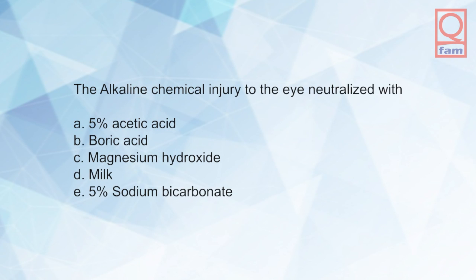The alkaline chemical injury to the eye neutralized with A. 5% acetic acid, B. boric acid, C. magnesium hydroxide, D. milk, E. 5% sodium bicarbonate. The answer is A, 5% acetic acid.